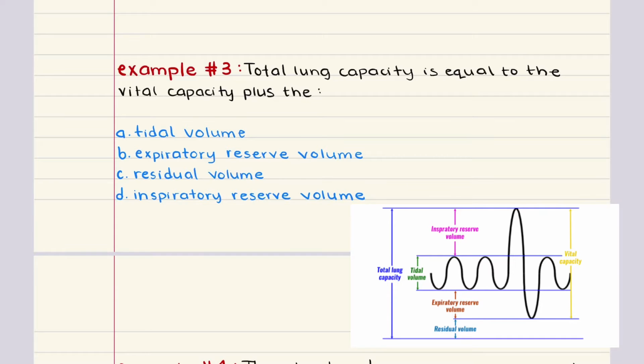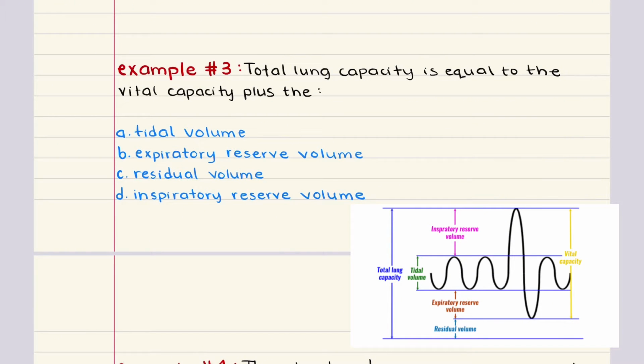A says tidal volume, B says expiratory reserve volume, C says residual volume, and D says inspiratory reserve volume. Total lung capacity, or TLC, represents the maximum amount of air that your lungs can hold when you've inhaled as deeply as possible. So it includes everything, air you can move in and out, and air that remains no matter how hard you try to exhale.